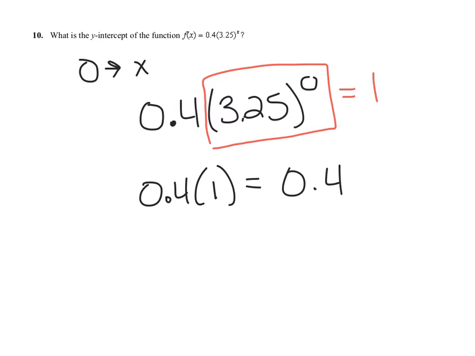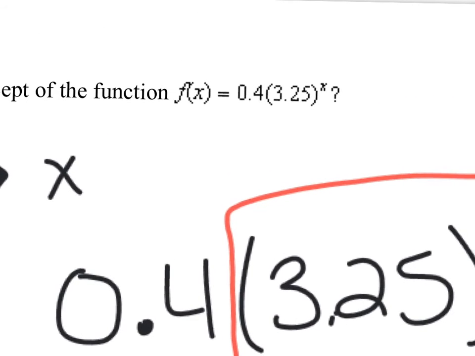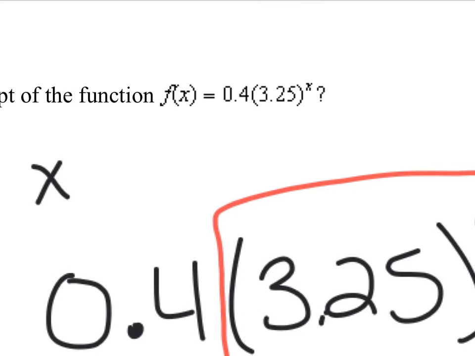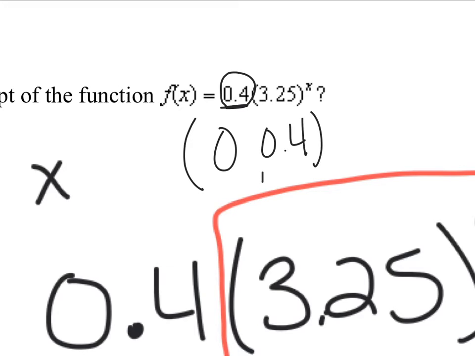Remember, when we did this in class, we talked about that number in front of the parentheses. This guy right here, he's actually your y-intercept. You just take this guy and you plug it into the coordinate point 0, 0.4, and that is your y-intercept.